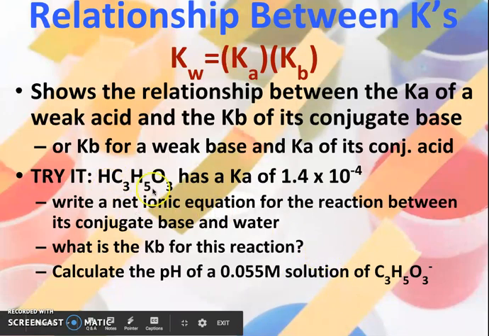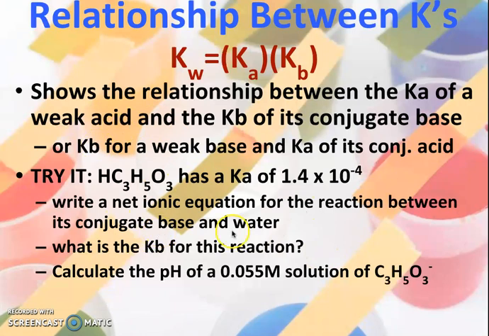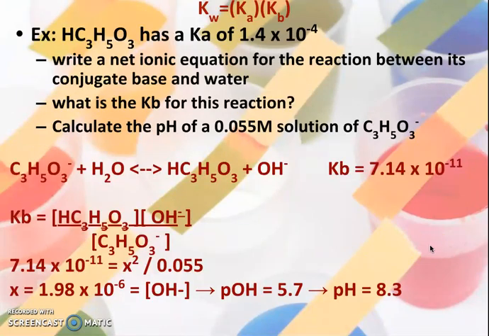So first, look at that weak acid here and write the net ionic equation for the reaction between its conjugate base and water. My conjugate base would be the C3H5O3 minus. Put that in water, I would get the original acid and OH minus. So the water would be acting as the acid here. Hydrogen would have to jump from the water to this weak base, giving me a conjugate acid and a conjugate base here. The Kb for this reaction as written is provided to you.